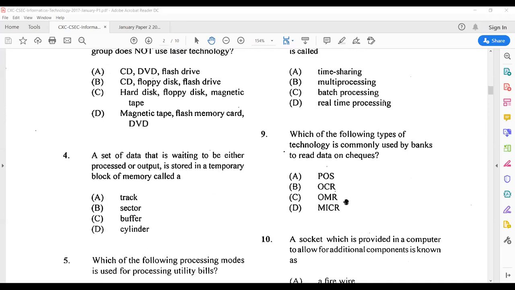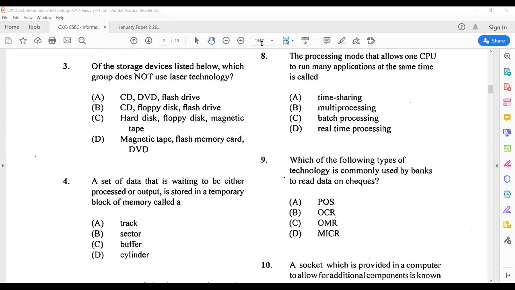Okay, here we go. Nine. Which of the following types of technology is commonly used by banks to read data on checks? CNC. COMR. Anybody else want to try? BOCR, some people saying MICR. So different persons saying different things, right?